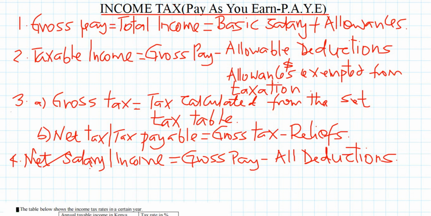It's good to note that not all deductions are allowable deductions. For example, loan recovery deductions are not considered allowable. For example, maybe money that you contribute to a SACCO, those are not considered allowable deductions. But those come to the bracket where we talk about all deductions. So it is good that you be very particular on which deductions are considered to be allowable.